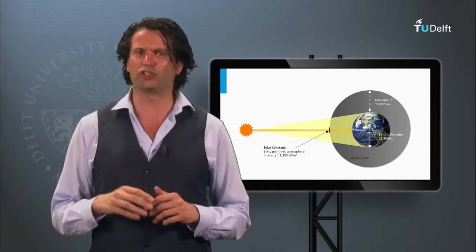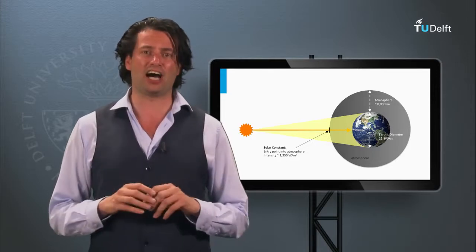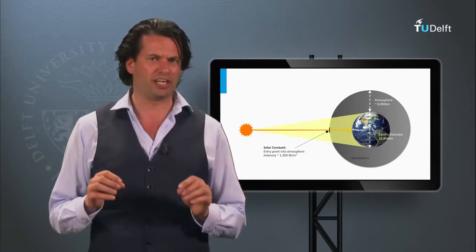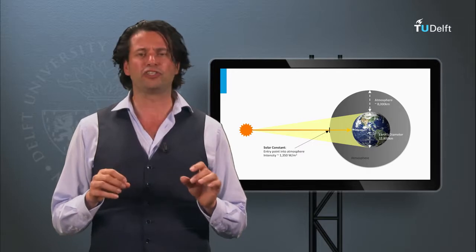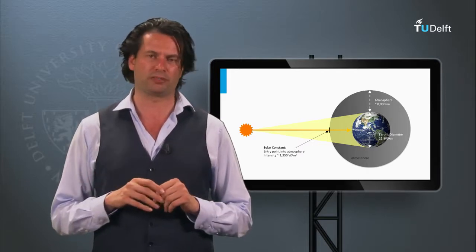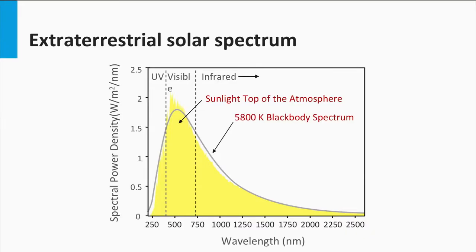The irradiance of the solar light arriving at the outer side of the Earth's atmosphere is approximately 1,350 watts per square meter. In this figure, the spectral power density of the irradiance arriving at the outer side of the Earth's atmosphere is shown by the yellow region. This spectrum is called the extraterrestrial spectrum.